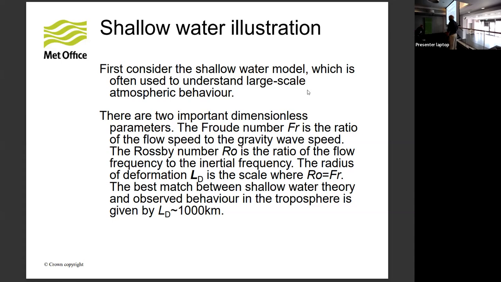In fact, in the atmosphere, the rotation rate is not particularly fast. It's not anything like a rapidly rotating fluid you might have in a laboratory. And gravity waves are sometimes fast and sometimes very slow. So these are both pretty non-trivial things. There's then a key scale, which is where the two are equal, which is called the radius of deformation. And if you try to match shallow water theory with observed behavior in the troposphere, like weather patterns, people have found that observationally, the shallow water model best matches the observed behavior if you take the radius of deformation to be about a particular value.